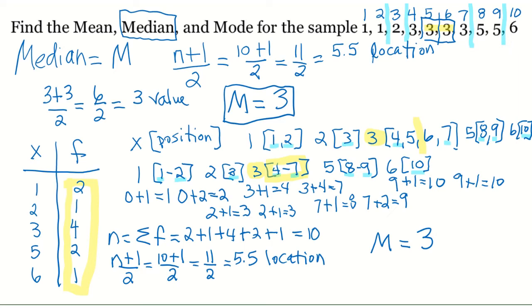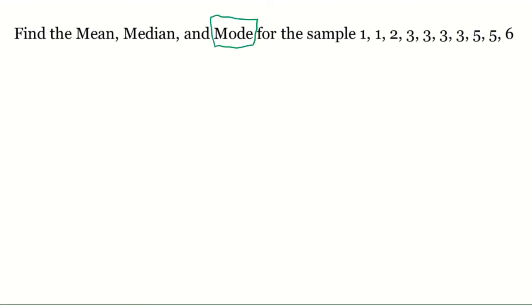Okay, so those are two different ways that you can solve for the median, which is the middle data value position. Now let's look for the third item, the mode. And the mode is just looking at which data value repeats the most or is the most frequent data value.